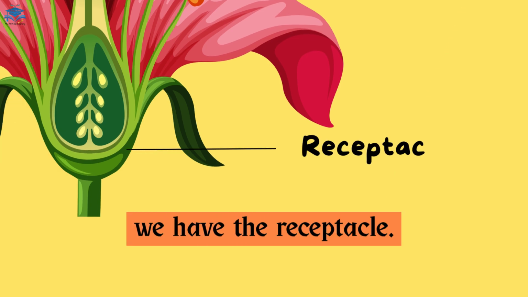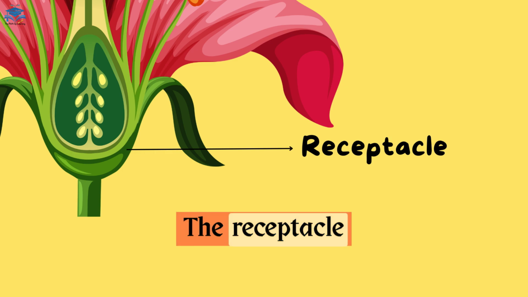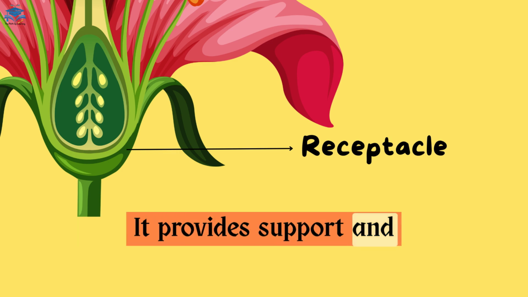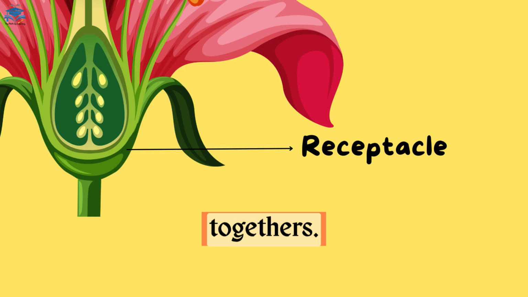Finally, we have the receptacle. The receptacle is the base of the flower, where the different flower parts are attached. It provides support and holds the different floral structures together.